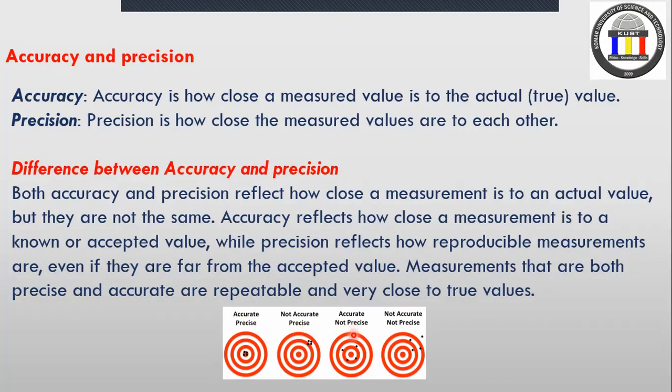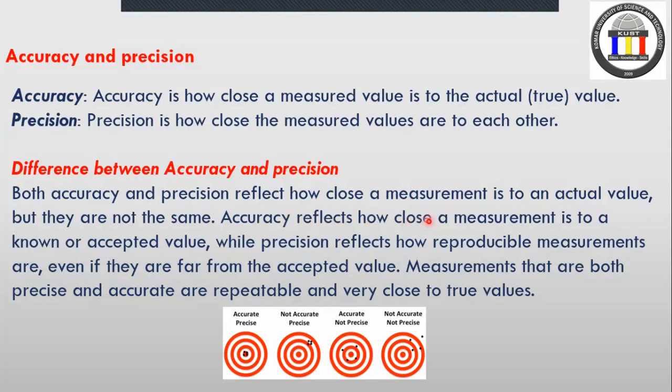You are accurate and not precise when they are close to the main value, but they are far away from each other. Not accurate and not precise, you will find they are far away from each other and far away from the main value. So the difference between accuracy and precision reflects how close a measurement is to an actual value, but they are not the same.